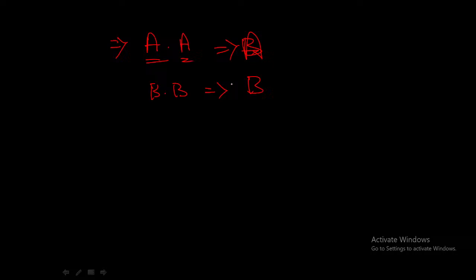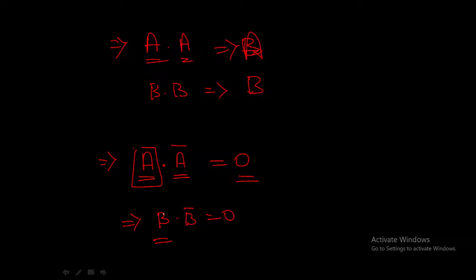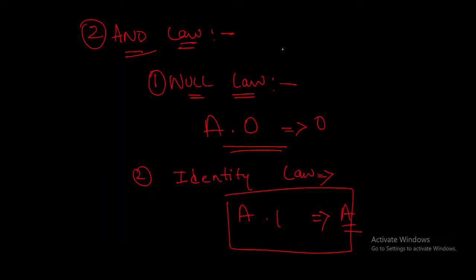Now, if we multiply a variable with its complement, then the output will be equal to 0. You can also see this: B dot B bar is equal to 0. Whereas if you multiply the same variable 2 times, the output will be the variable itself. B dot B is equal to B, A dot A is equal to A. So these are the AND laws which are present.